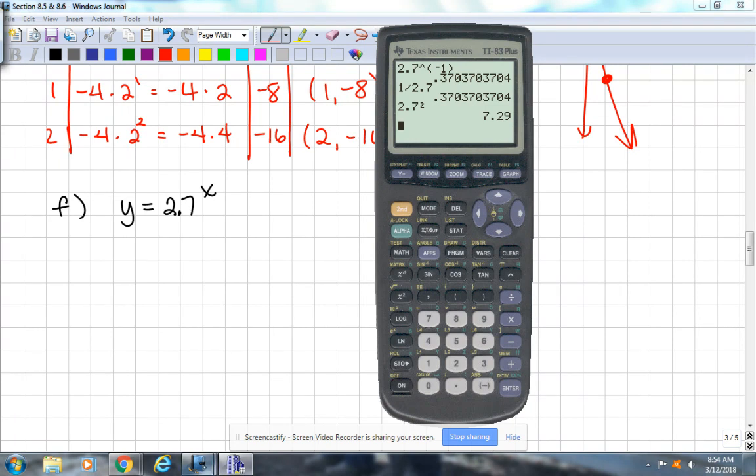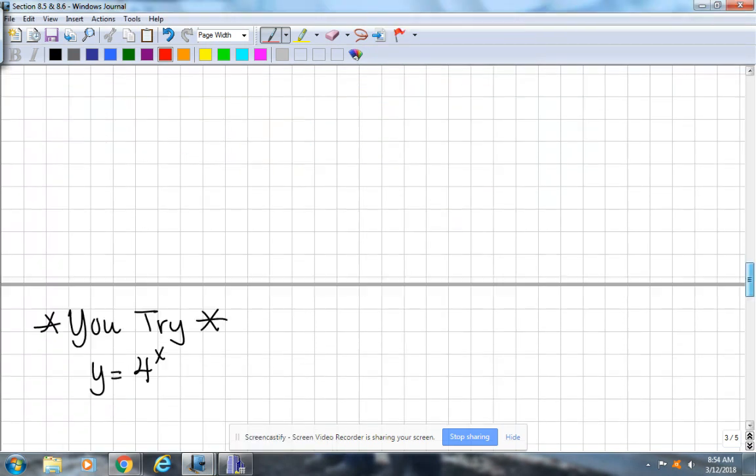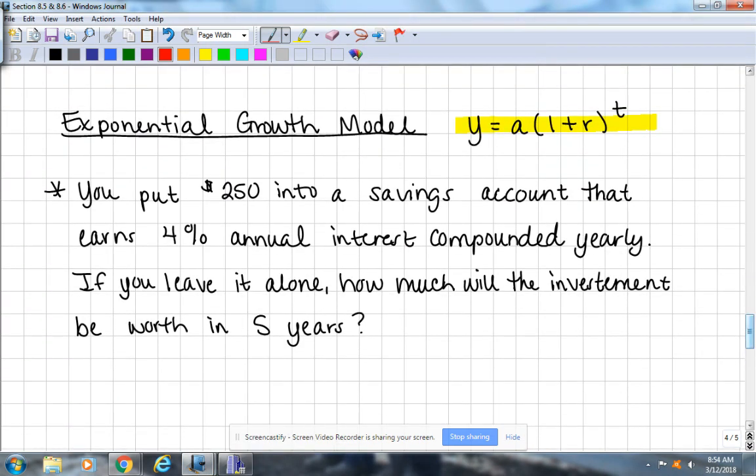Let's talk about growth and decay. You don't have to write this problem, but I do want you to write the exponential growth model and the formula. But you don't have to write that big paragraph.